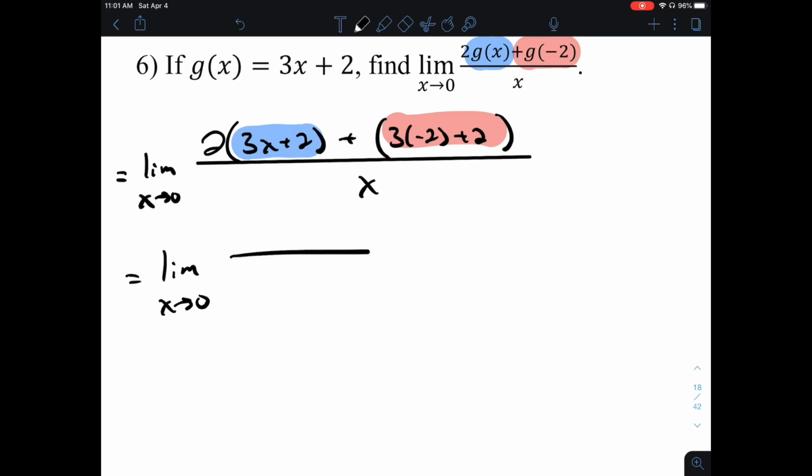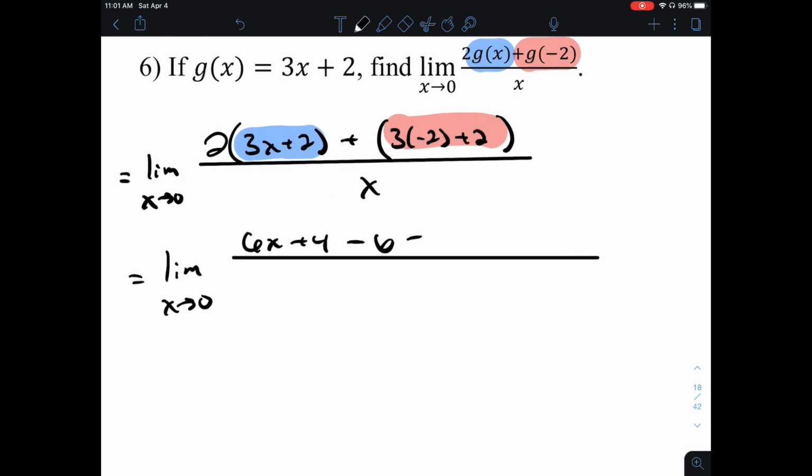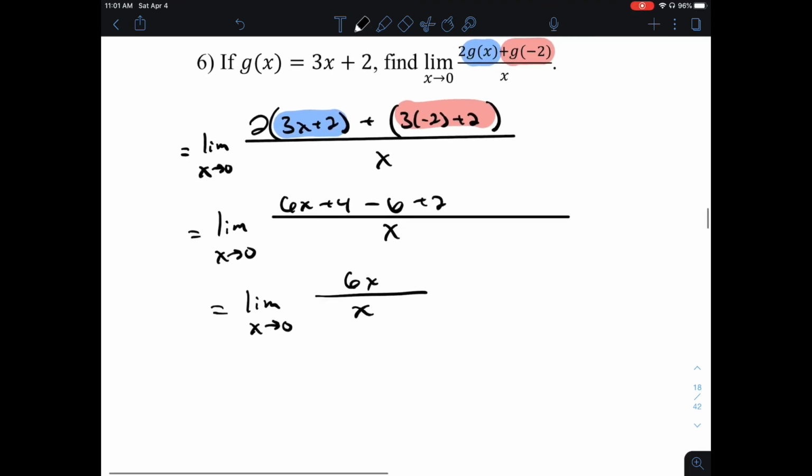To simplify it, let's do some algebra in the numerator. 2 times 3x is 6x. 2 times 2 is 4. And then up here, 2 times negative 3 is negative 6. And then we got a plus 2. If we combine like terms, plus 4 and a minus 6 and a plus 2, that gives us 0. So on the top we have 6x plus 0, which is 6x. And the bottom we had x all along.